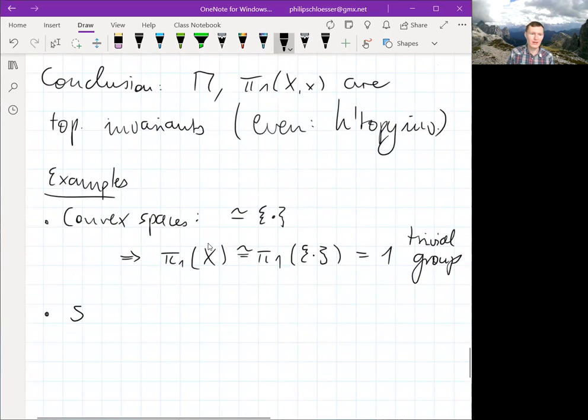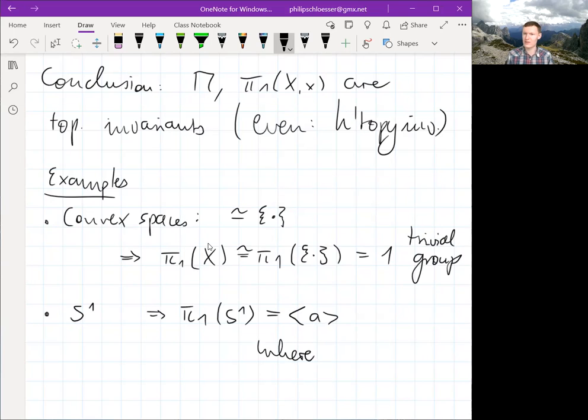Then the one sphere, there every loop can be uniquely characterized by how much it winds around the hole, so to speak. And that is called the winding number, and in that way the fundamental group of the one sphere is equal to the free group generated by one object, where we can just say that this loop is the one that just goes around once.